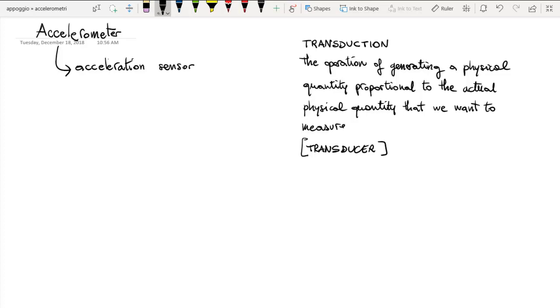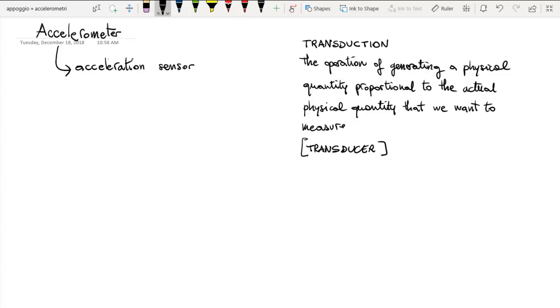But the concept of transducer is more general, also because in many applications the transduction operation is not direct, in the sense that typically one has to use a transducer to convert the initial quantity, the quantity that we want to measure, into another form, and then make some additional steps in order to move from the initial physical quantity to a final electrical quantity.